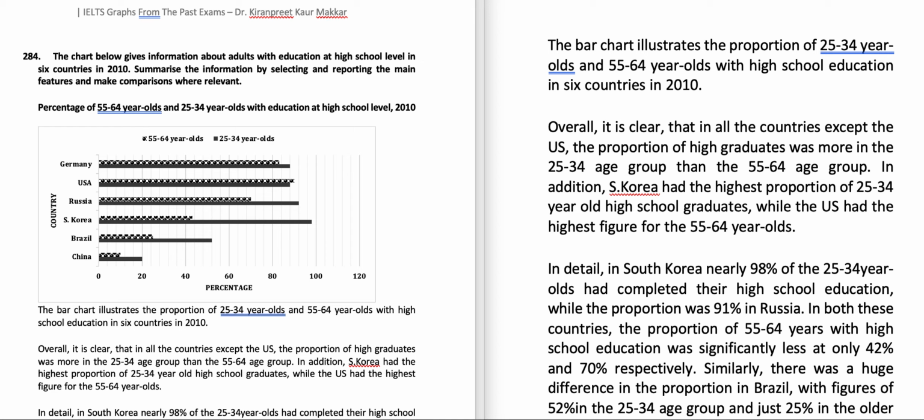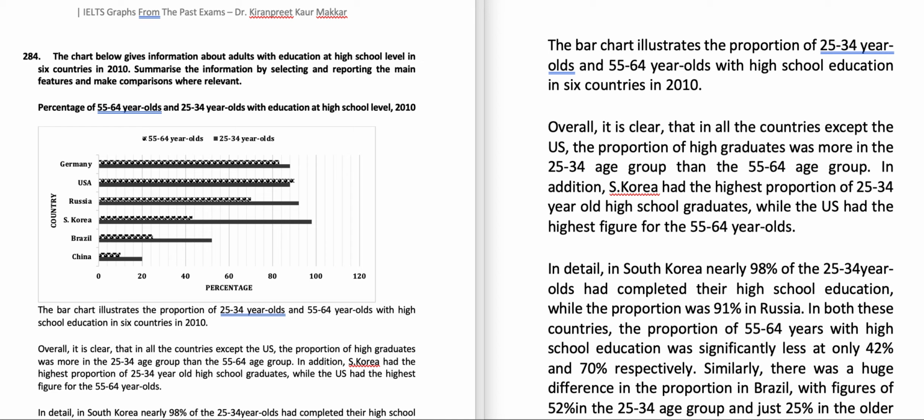Hello students. So this bar chart was seen in the IELTS academic 21st August test in India morning slot. This is a bar graph and the question goes like this. The chart below gives information about adults with education at high school level in 6 countries in 2010. Summarize the information by selecting and reporting the main features and make comparisons where relevant.